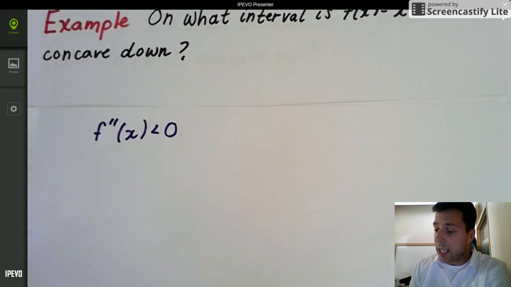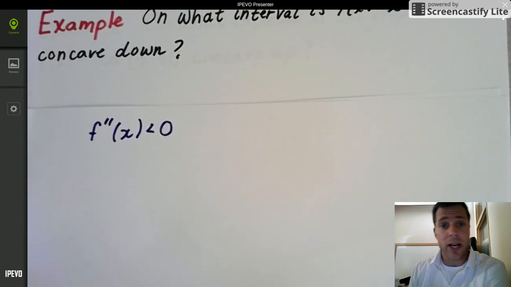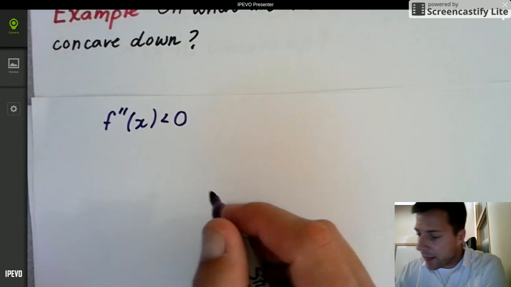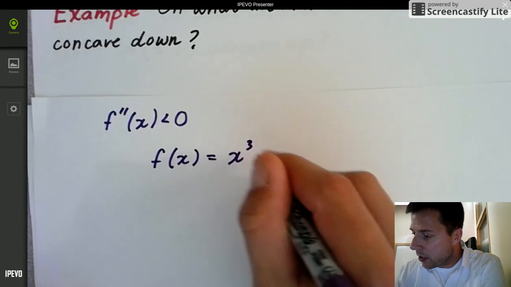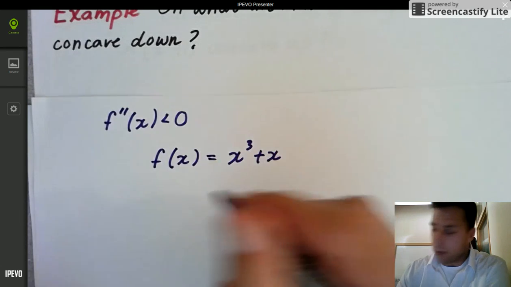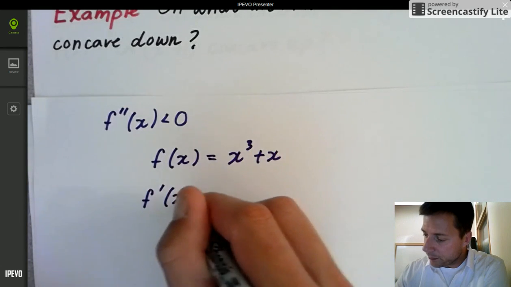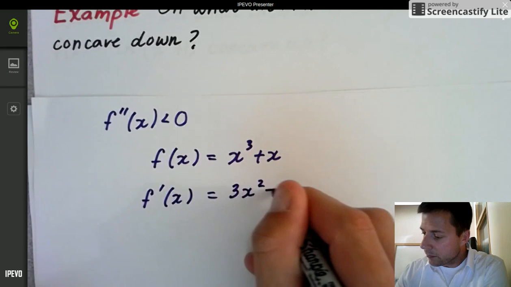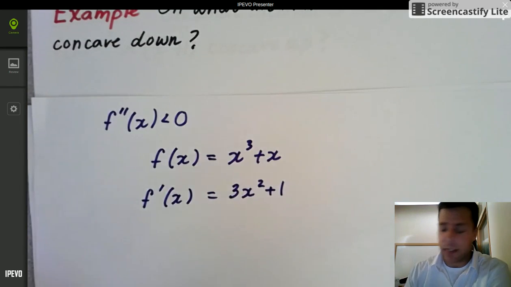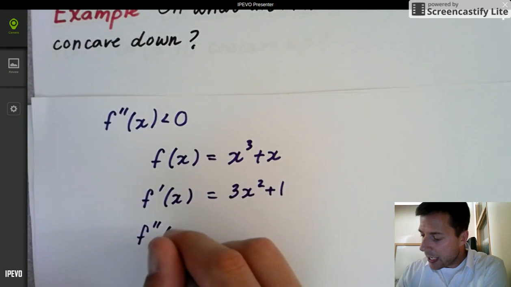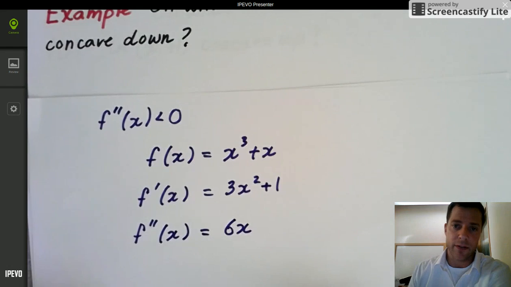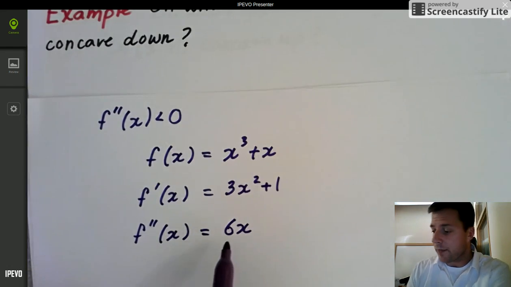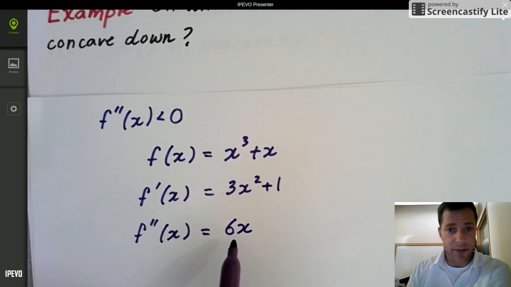Concavity deals with the second derivative, so I have to find the second derivative of my function. I'm going to write the function over for you: x cubed plus x. This is a power rule, so I'll find the first derivative, and then the second derivative. This isn't like the second derivative test. I don't need to find the critical values of the original function. I'm looking for possible points of inflection here. So I have 6x.